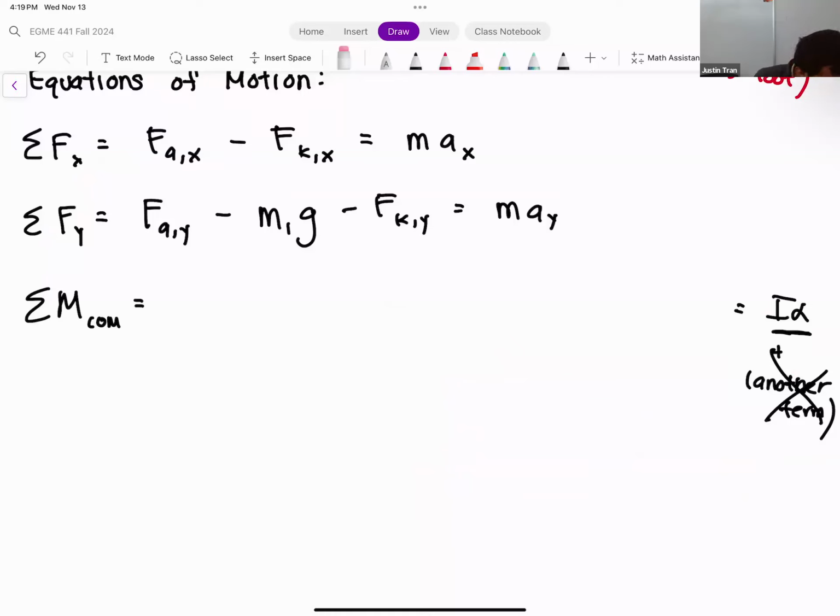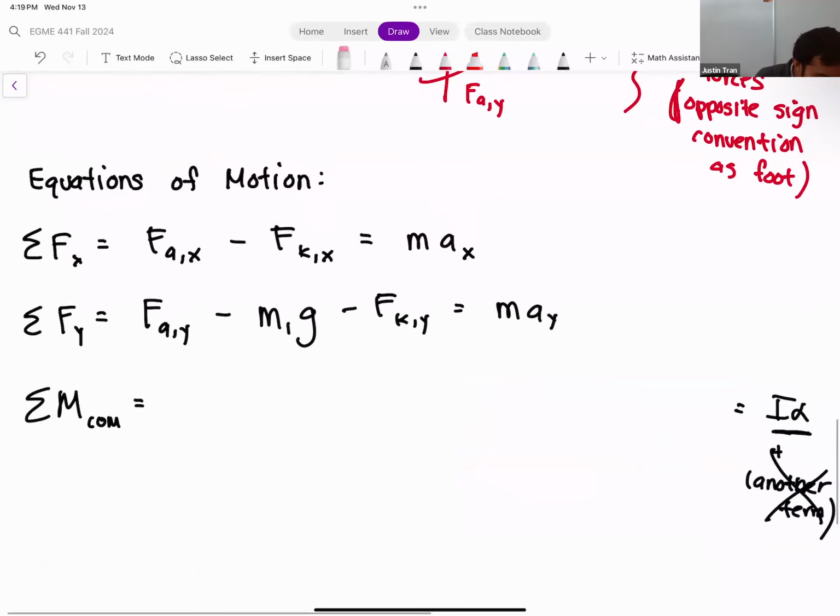Okay, so let me go ahead with the point moments first. And so we have MA minus MK. Okay. So remember, point moments, we can just add them directly to the moment equation. Okay.